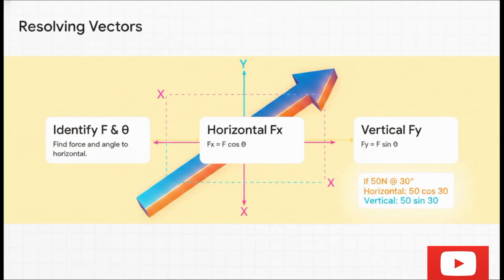The guide lays out a literally foolproof 3-step mathematical process for this. Step 1, identify your main force, F, and its angle, theta, to the horizontal. Step 2, to find the horizontal component, you use cosine, so Fx equals F cos theta. Step 3, to find the vertical component, you use sine, Fy equals F sin theta. So, if a 50 newton force acts at 30 degrees, your horizontal is 50 cos 30 and your vertical is 50 sin 30. It really is that systematic.